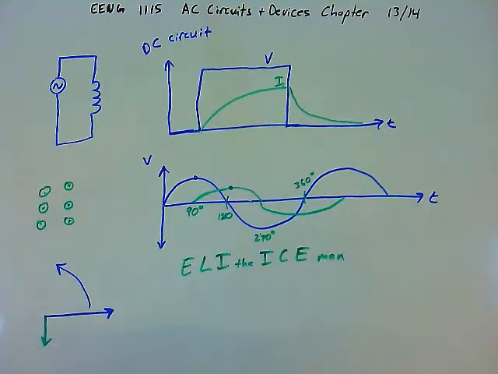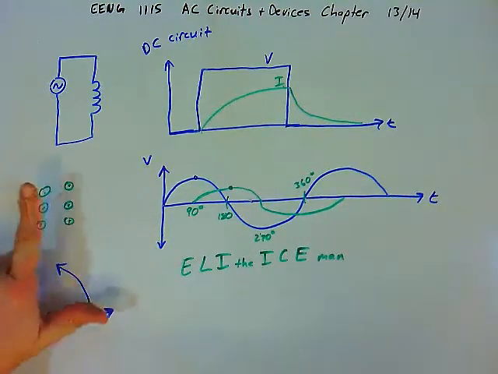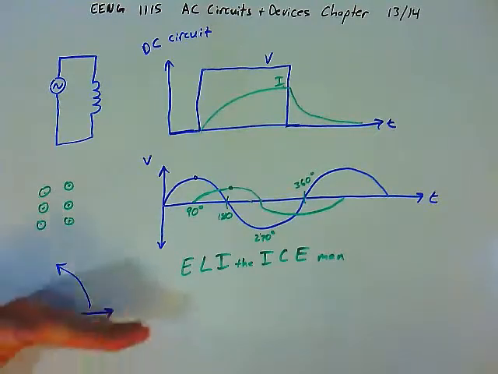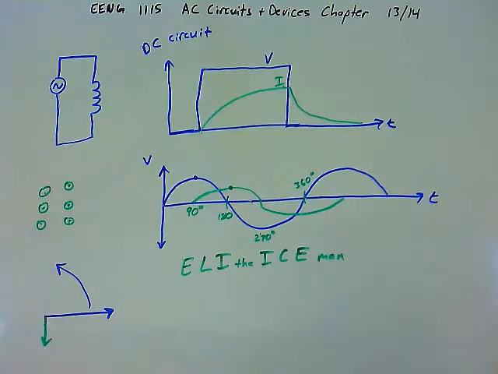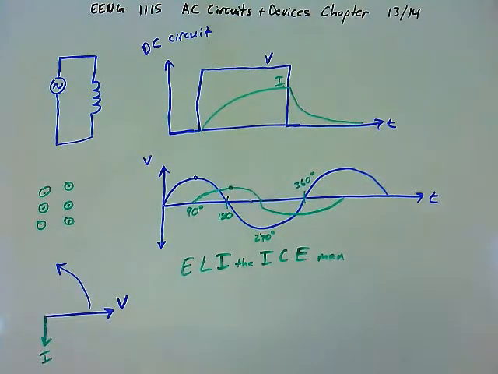As these two are rotating, we have the voltage and the current, and the voltage is leading the current, right? The longer blue vector, which is the voltage, is leading the current vector, and it's leading by 90 degrees. That will be the case as long as the circuit is purely inductive. There's no resistor in the circuit.